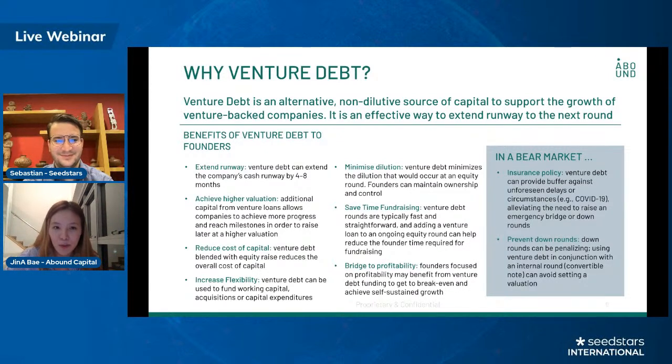But I guess I do want to point out that venture debt is complementary to venture equity and is not really meant to replace equity funding altogether. In fact, you should be raising both together always, so you can maintain a healthy leverage ratio. However, by blending venture debt with equity, you can definitely decrease the overall cost of capital.